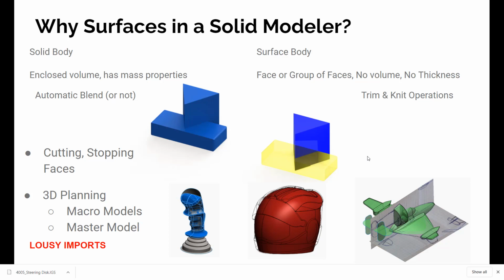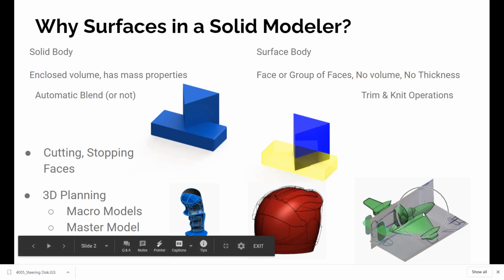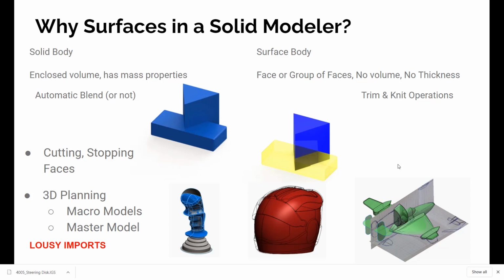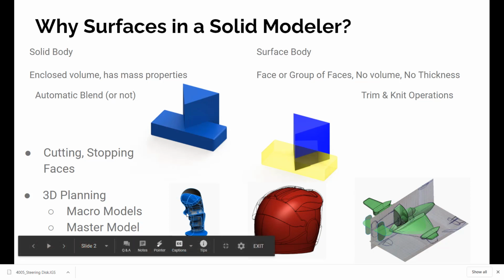The other two big reasons people use surfaces is for a 3D plan. There's a macro model when you're building a giant system like this little airplane that I have over here. If I have one single model that we're all using for the fuselage and the wings and things like that, it's a lot easier when they all snap together to have seamless components. The same idea works at just the single level.